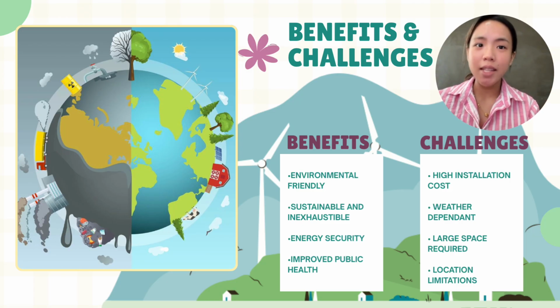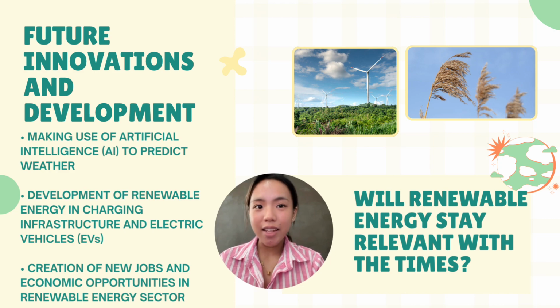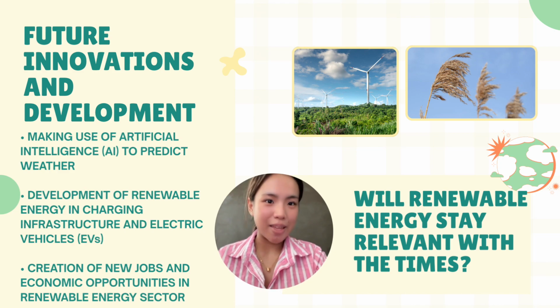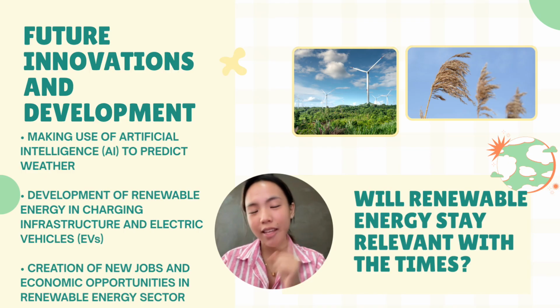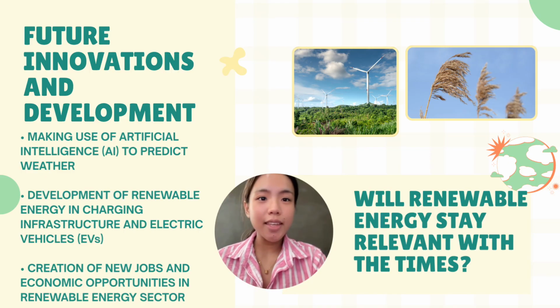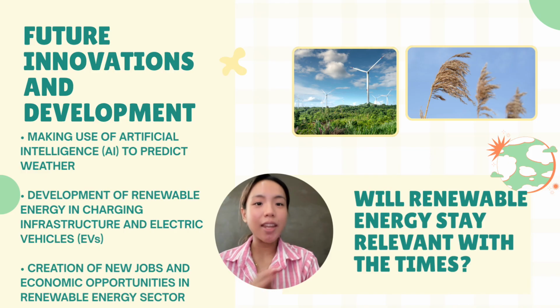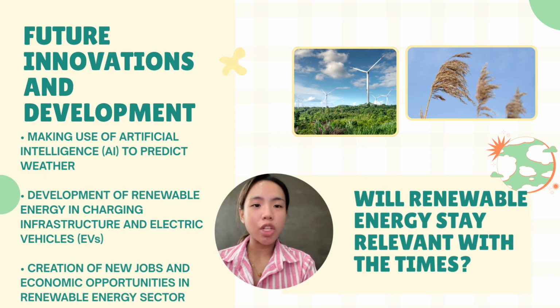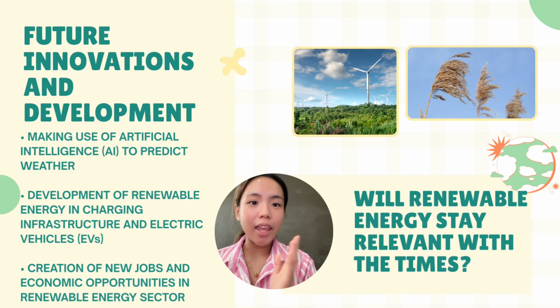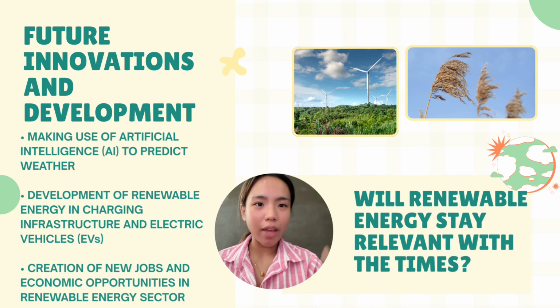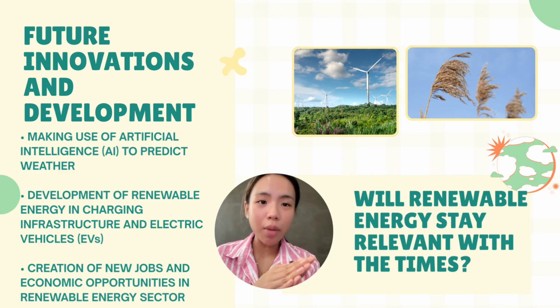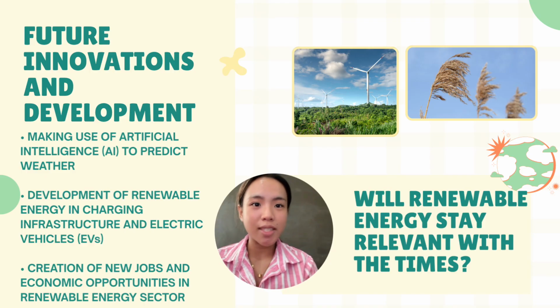Which brings us to the critical turning point. How do we overcome these limitations? Well, the answer lies in future innovations and developments. To overcome the weather dependency, industry can make use of artificial intelligence to predict weather patterns. This allows energy storage optimization ahead of time. Next, renewable energy can be integrated in our daily life, specifically through charging infrastructure and electric vehicles. Finally, this transition is also a massive economic driver. This enables the creation of new jobs and economic opportunities in the renewable energy sector.